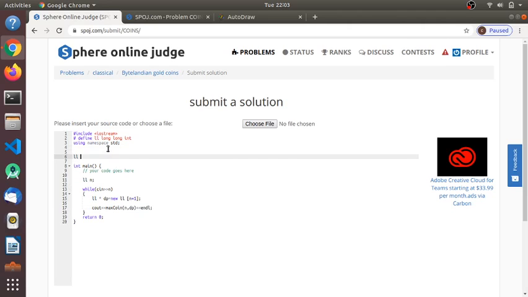Return type is ll, that is long long, and the name is maxCoins. It is taking a dp array. Let's just take it like this using a pointer.